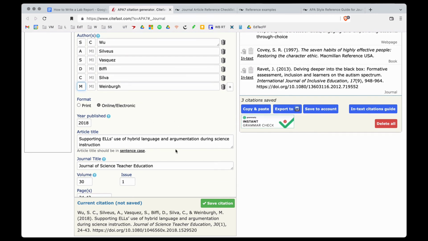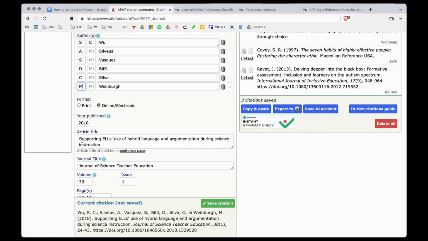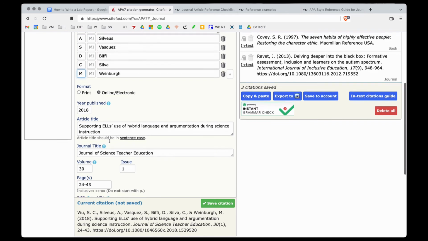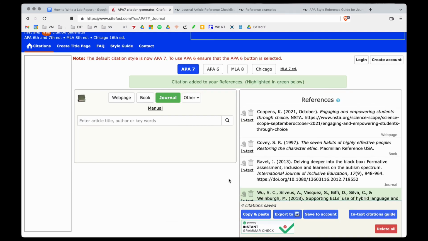And compare this to the cheat sheet. Make sure that, in this case, it says the title of the article, it says do not italicize, right? So the final product, it should not be italicized. Look at the authors. Make sure everything is correct. It says capitalize only the first letter of the first word. I got to make sure, okay, only supporting is capitalized. I do capitalize ELLs, that's important. But everything else, okay, this looks good. There's my DOI number. And I'll click Save Citation.